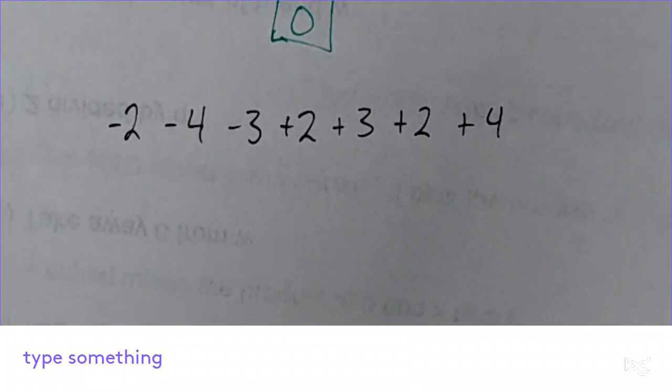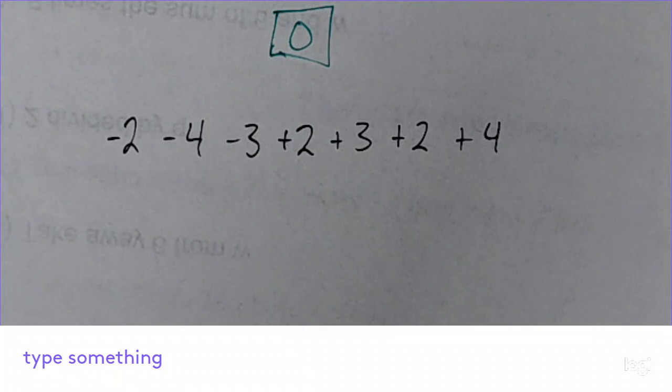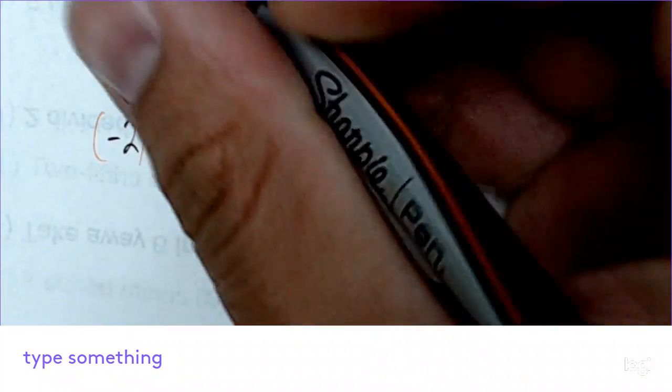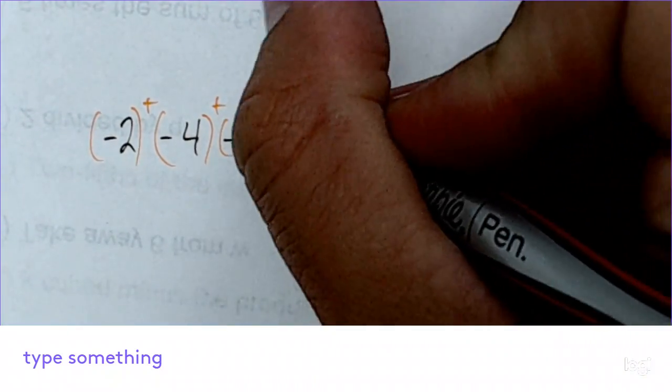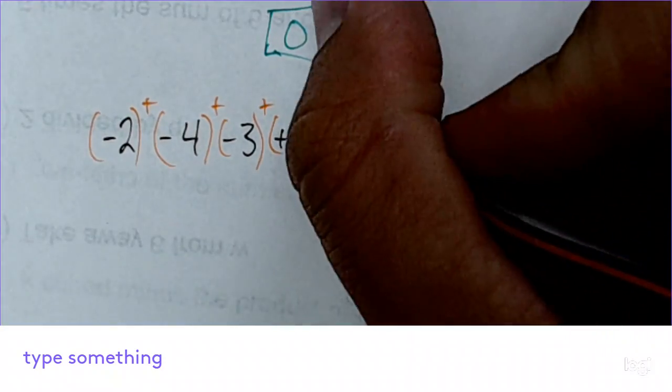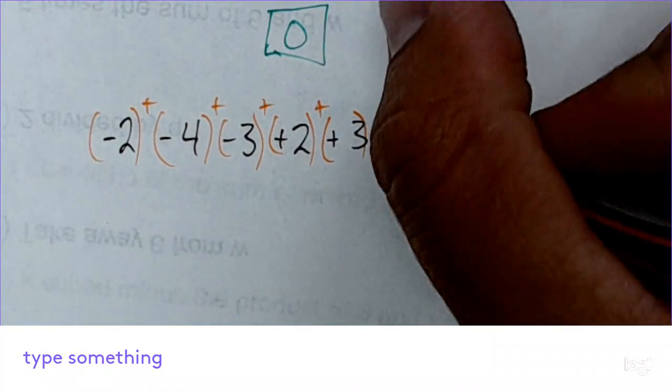Okay, so this is our last example. I'm going to show you another advantage of adding integers out of order. So again, our first step, we're going to mentally insert our parentheses. So that goes there, that goes there, add a plus sign, that goes there, add a plus sign, add a plus sign, add a plus sign. All right.